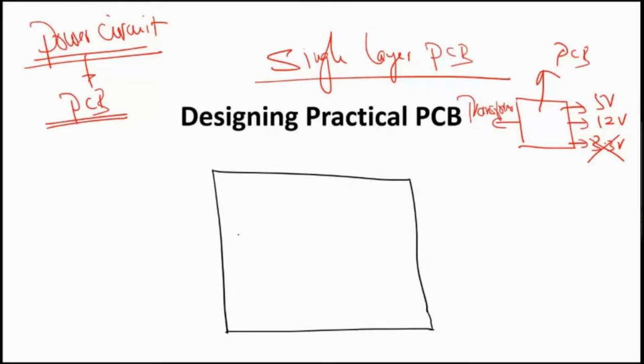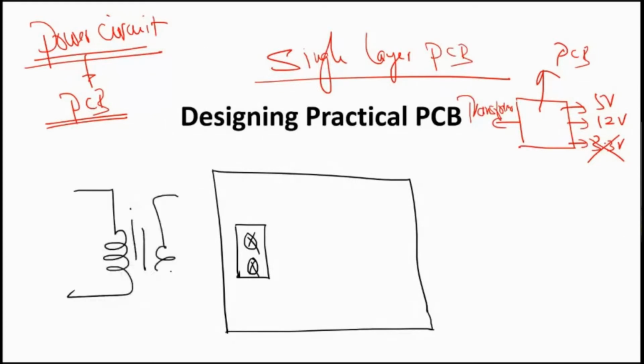So I'll have a connector here. The transformer I normally put outside the board. So the secondary of the transformer I connect to the board. I'm not going to put the transformer in the board. So I should have a connector in the board. This connector I use for connecting the secondary of the transformer.